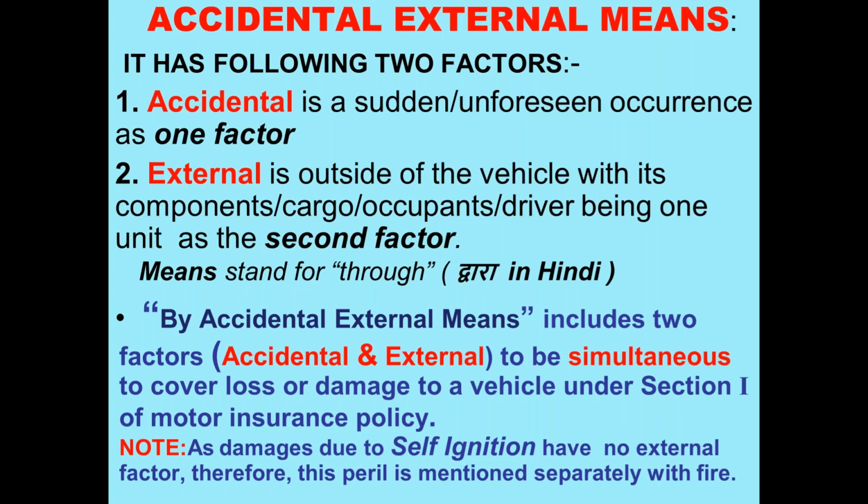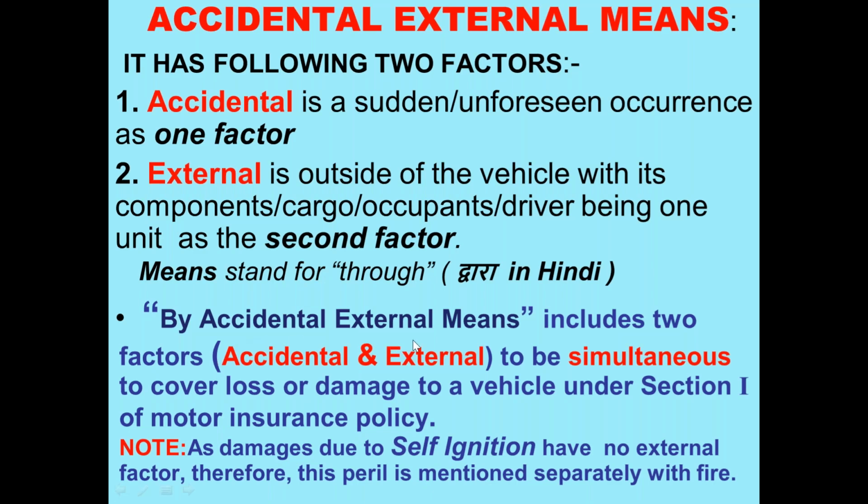Accidental external means has the following two factors. One, accidental is a sudden unforeseen occurrence. Two, external is outside of the vehicle, with these components, cargo, occupants, driver being one unit. Means stands for through, or dwara in Hindi.